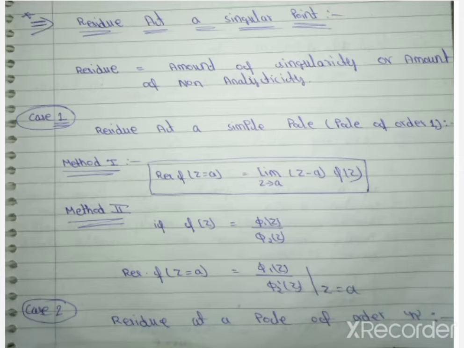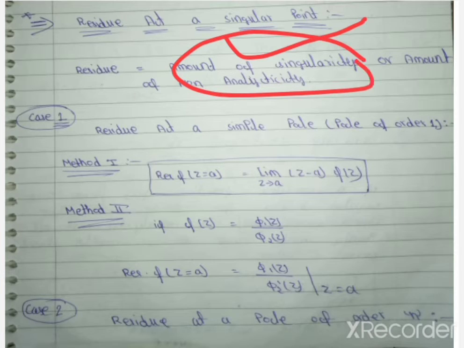So our topic is residue at a singular point. We know about the singular point. So what is residue? Residue is nothing but the amount of singularity. It is defined as the amount of singularity. So, first case: in the first case we discuss the simple pole.